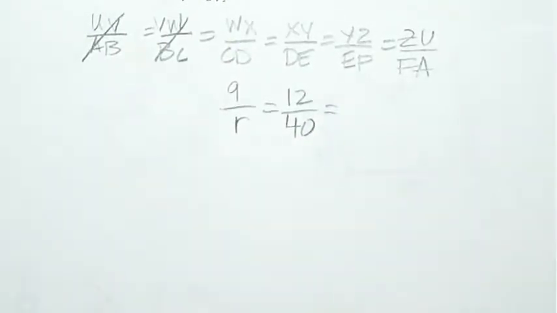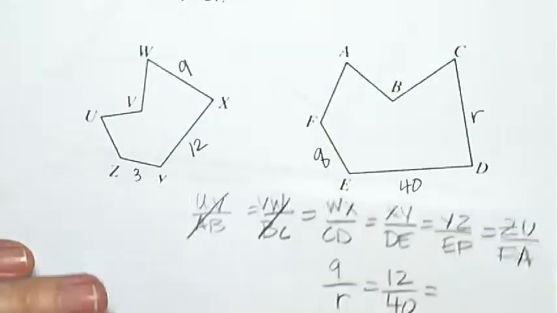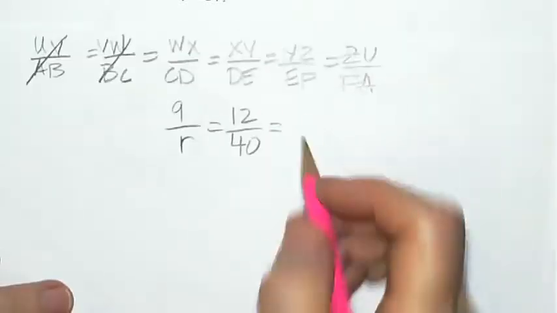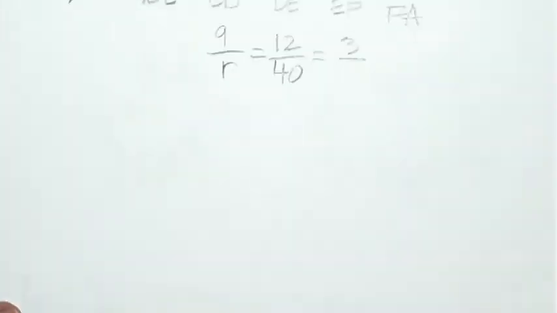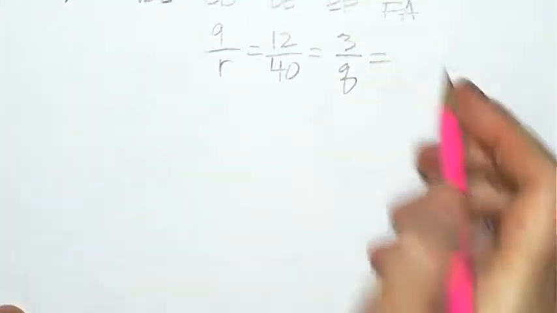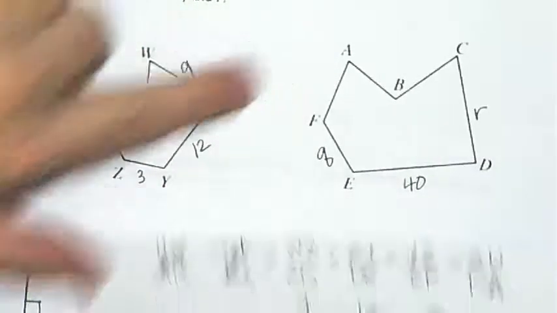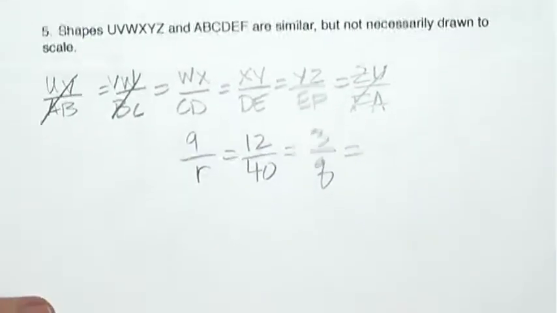In which case you could use tracing paper to just see which sides correspond. But not everybody finds that easy. YZ is 3. EF is Q. ZU, I don't know, and FA, I don't know, so we're not going to worry about that. So it's the same process as the one we just did.